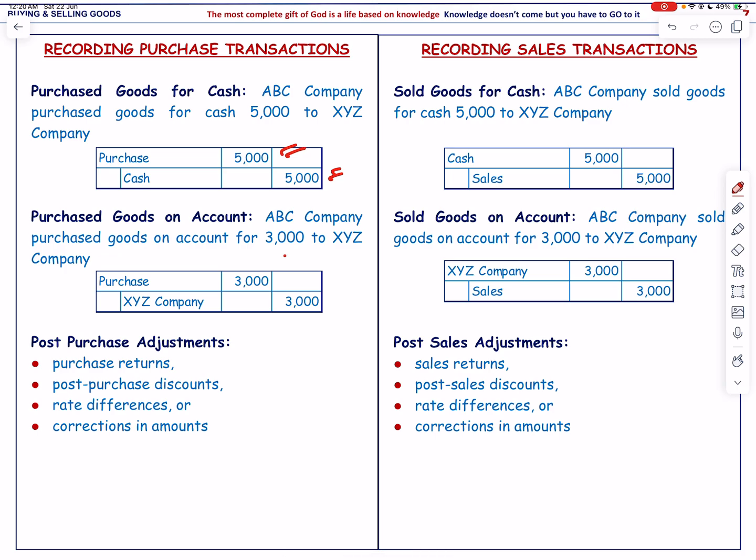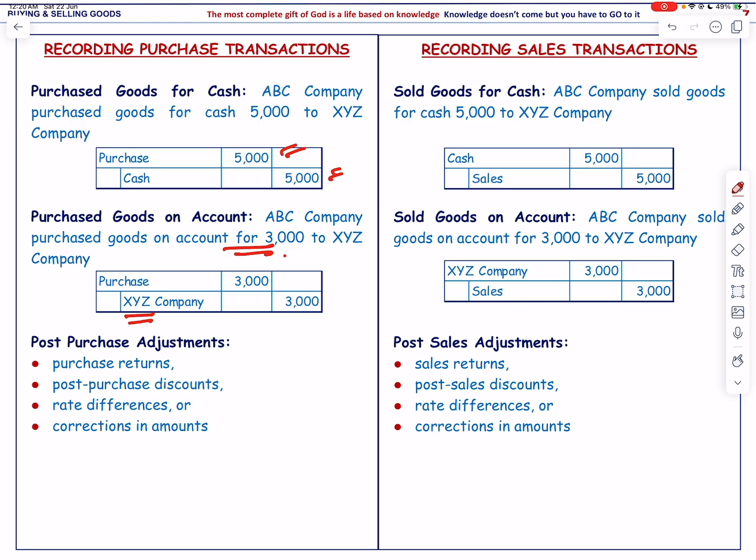In the second one, ABC company purchased goods on account for 3,000. So purchase is debit, and please note we don't record now as accounts payable but rather XYZ, because accounts payable is what you may be doing in your initial accounting courses.